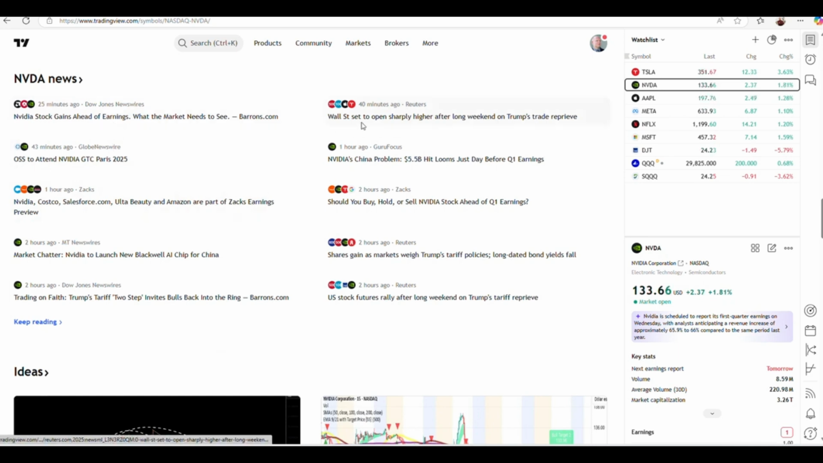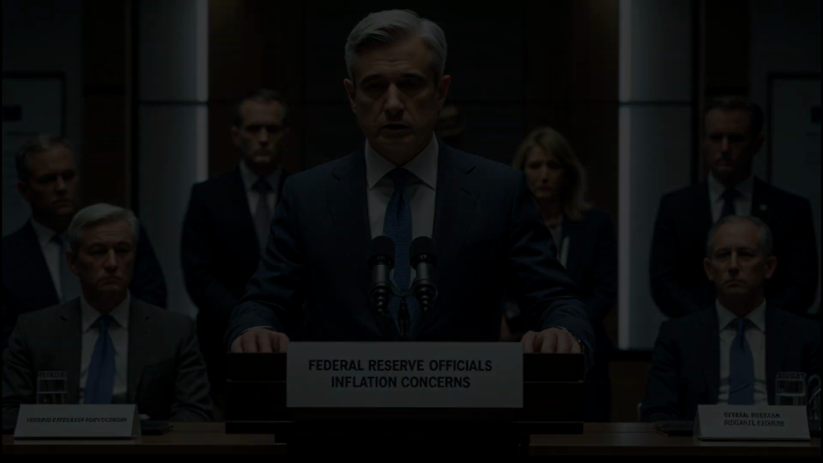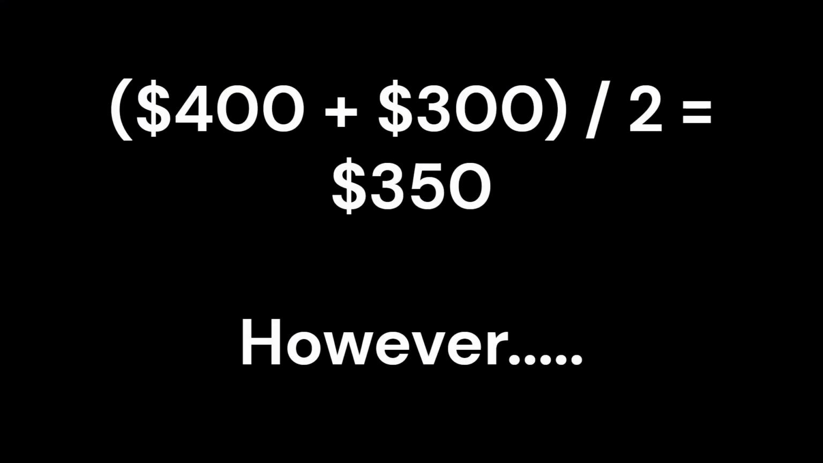Suppose NVIDIA continues to drop, and there are no earnings calls or bullish news on the horizon. Let's imagine that the Federal Reserve announces rising inflation concerns, which sends the market into a downturn. In that case, it would be wise to hold off on averaging down immediately. We'd want to wait for that drop to play out more fully and hit a more aggressive bottom before adding another position. This allows us to maximize the benefit of the price discount.